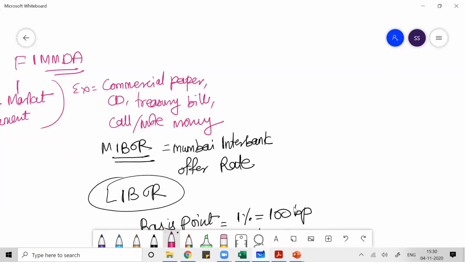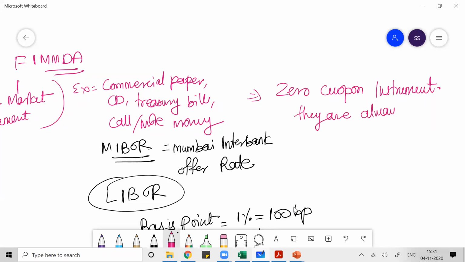Normally, money market instruments are basically zero coupon instruments. You can understand that the maximum maturity is either 10 days, 15 days, 1 month, 3 months, 7 months, or 9 months, so in between, giving a coupon does not make any sense. So always understand that whenever you talk about money market instruments, they are always issued at a discount.